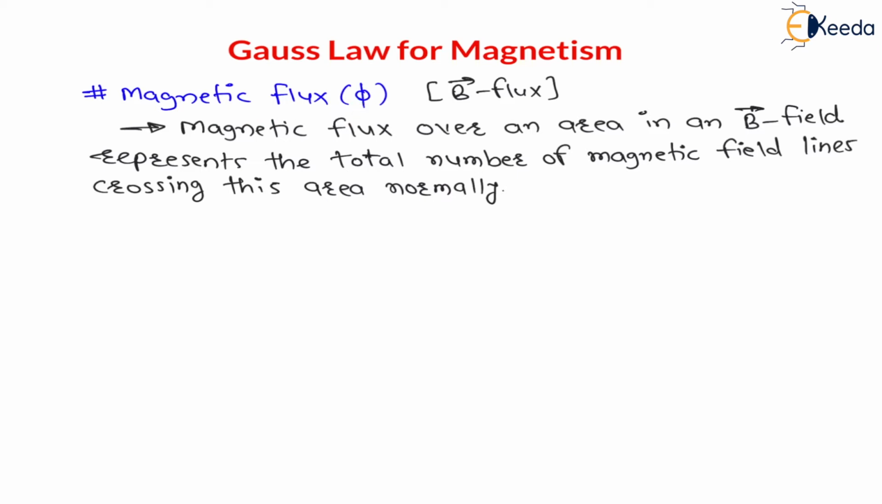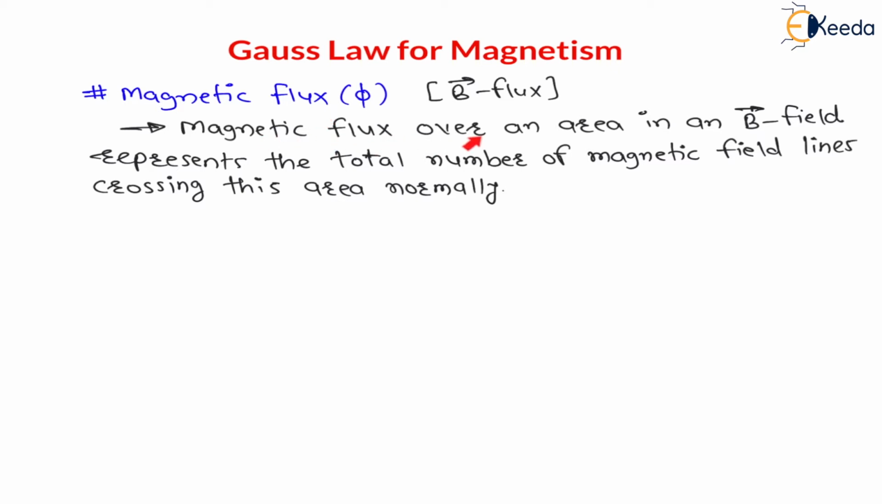See, flux is represented by phi, but my dear students, here we are discussing the magnetic flux, and in previous lectures we have discussed the electric flux, which is also written as phi, right? So let us understand the difference. It is a B flux. B is nothing but the magnetic field, right? Now let us understand what the magnetic flux is.